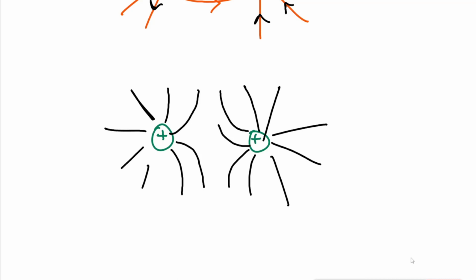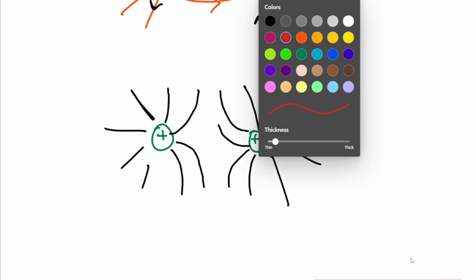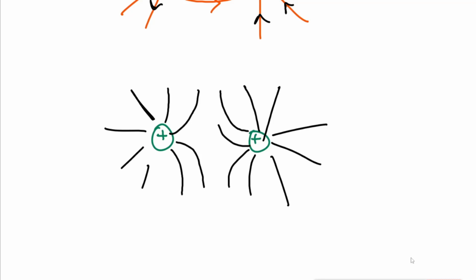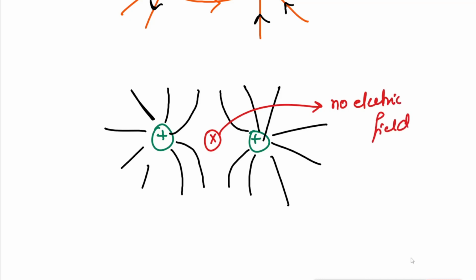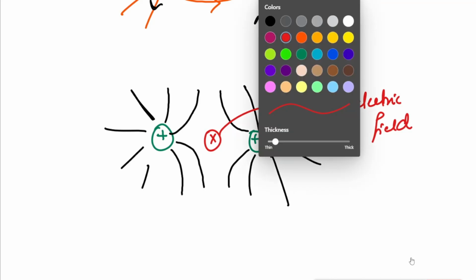Sometimes the examiner actually asks you to mark the position where there is no electric field. So we generally mark that position, over here, as X. This is the area where there is no electric field. If you had placed a test positive or test negative charge at this place, it would not have experienced any force whatsoever.